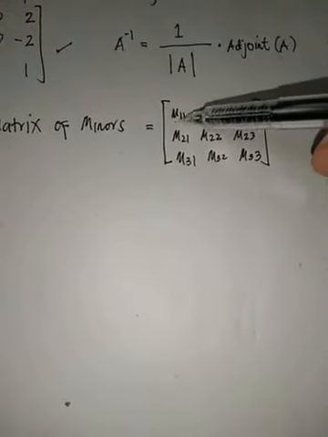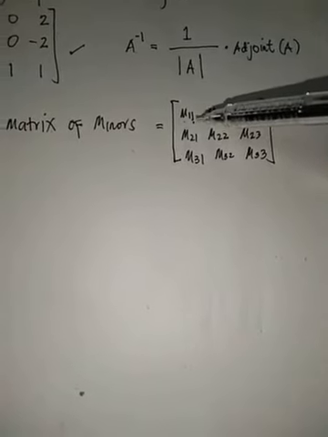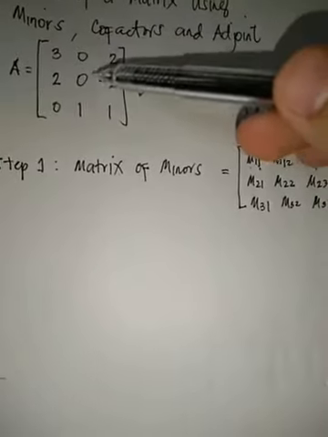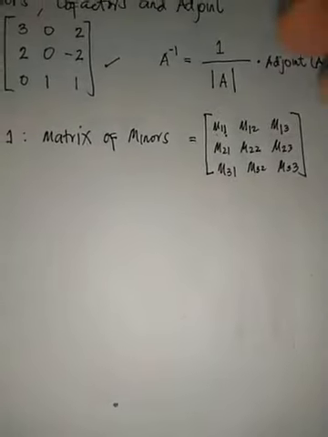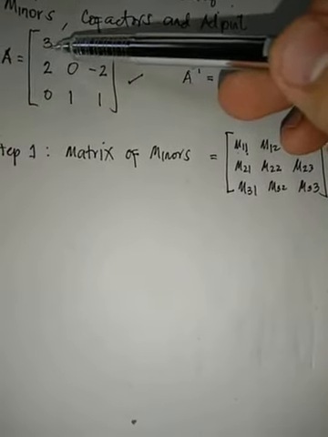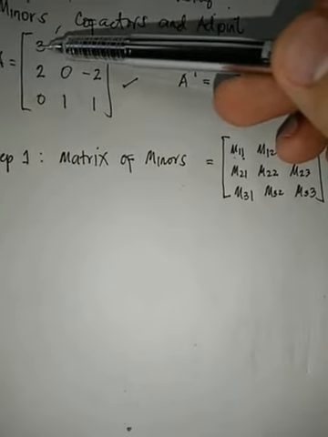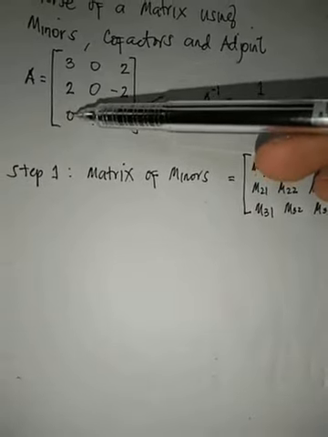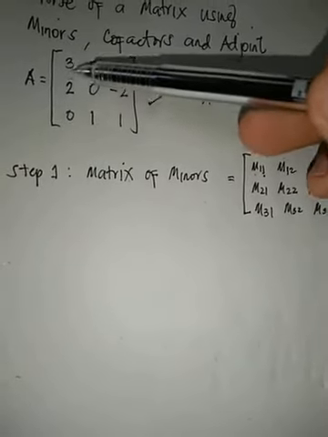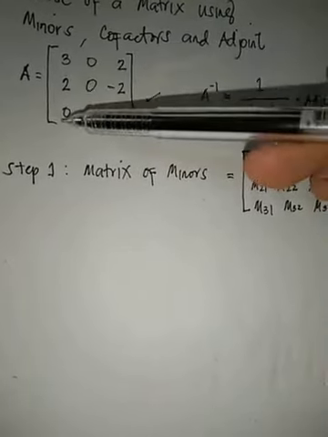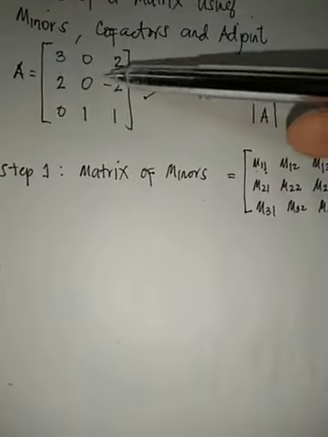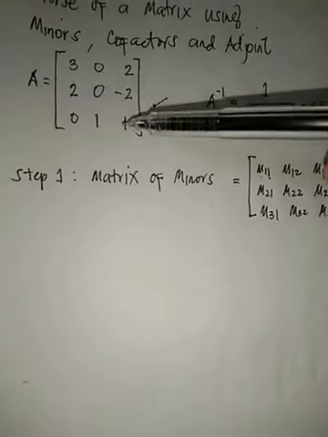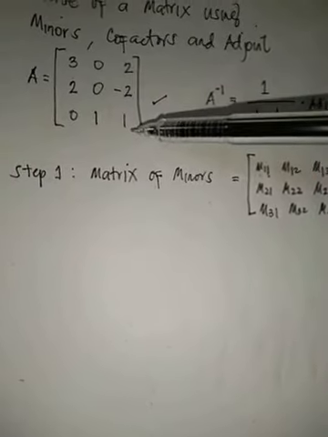Kapag kunin natin ang M11, kailangan meron tayong dapat masatisfy. Okay? So, let's say, we have this example. Ang M11, nakatapat dito sa 3. Kung ano yung kanyang row at saka column, i-delete ninyo. Hindi nyo siya isisali. Tapos, kukunin nyo yung naiwan, let's say 0, negative 2, 1, at saka 1. Kunin nyo ang kanyang determinant.